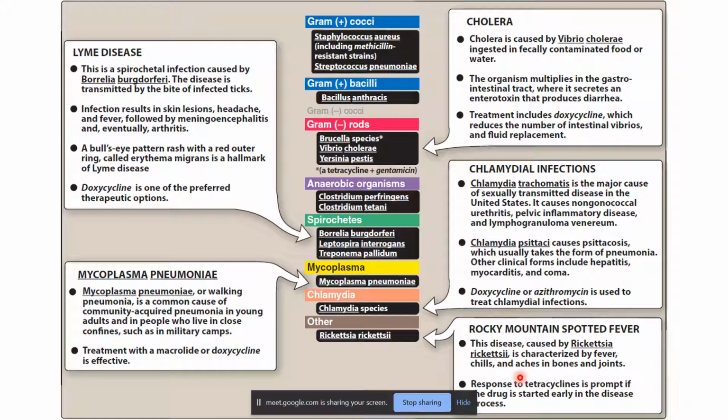And the bacteria is Rickettsia rickettsii. The symptoms include fever, chills, and aches in bones and joints. It is also treated by doxycycline or even tetracycline. So any protein synthesis inhibitor will be effective.